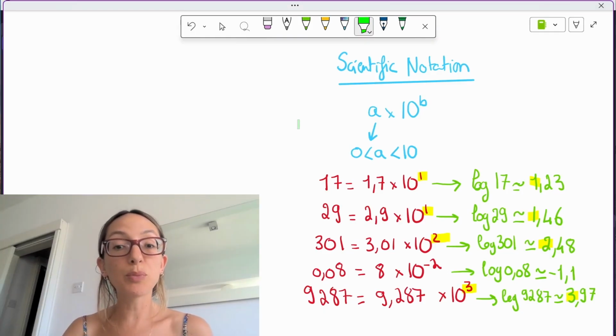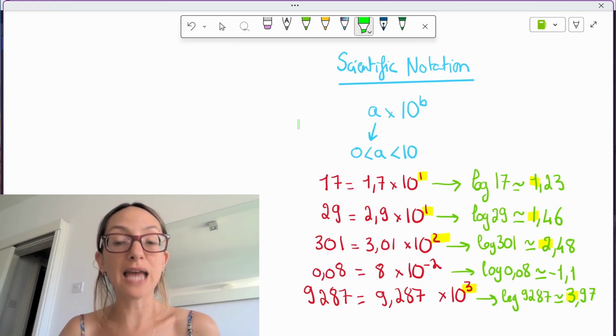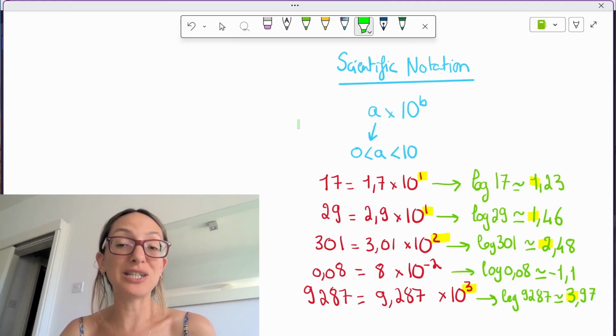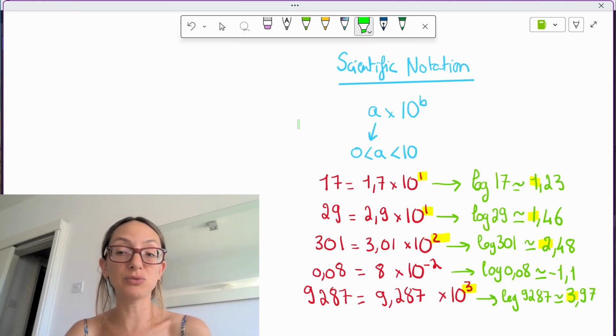Now let's look at 0.08. Now for negative powers, it actually works the exact same way. Except here, it's not minus 2. Now the reason is this. So what we're saying is 0.08 is 8 times 10 to the power of minus 2, which means it's actually bigger than 10 to the power of minus 2.